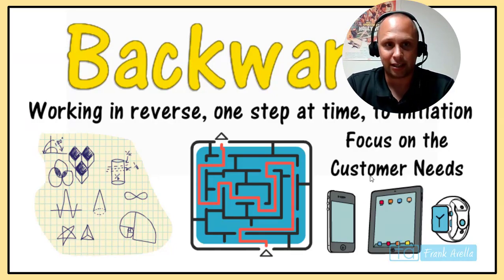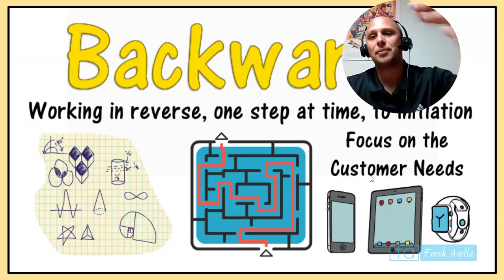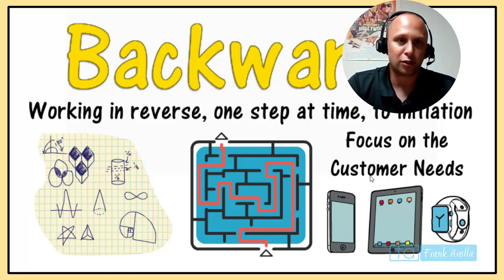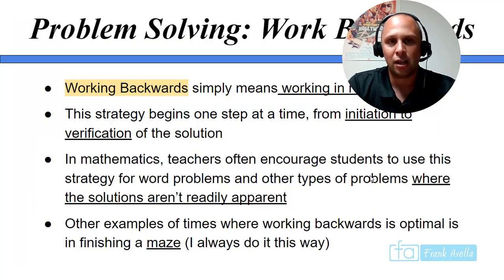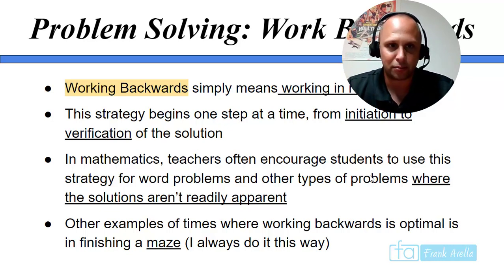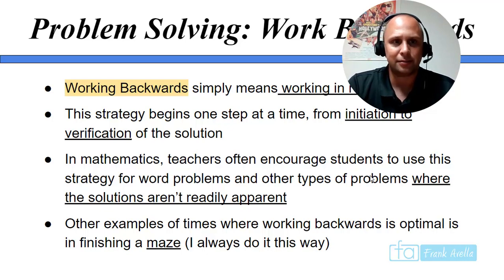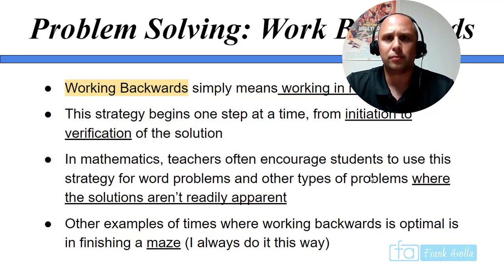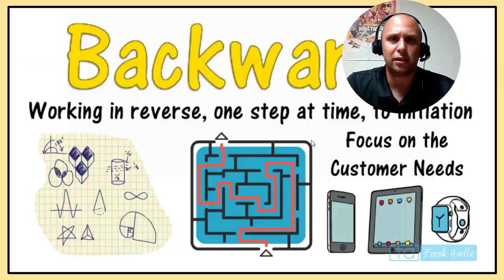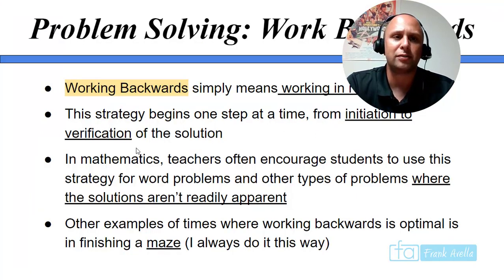Okay, backwards thinking, working in reverse, one step at a time to initiation. So we're going to talk about how backwards works. Working backwards means working in reverse, and this is our next strategy for solving problems. One step at a time, right? Working from initiation to verification of the solution. Should be, one second here. Working one step at a time to initiation. So eventually we want to get to initiation, and then you have to verify the problem too. So working backwards to initiation and then to verification.